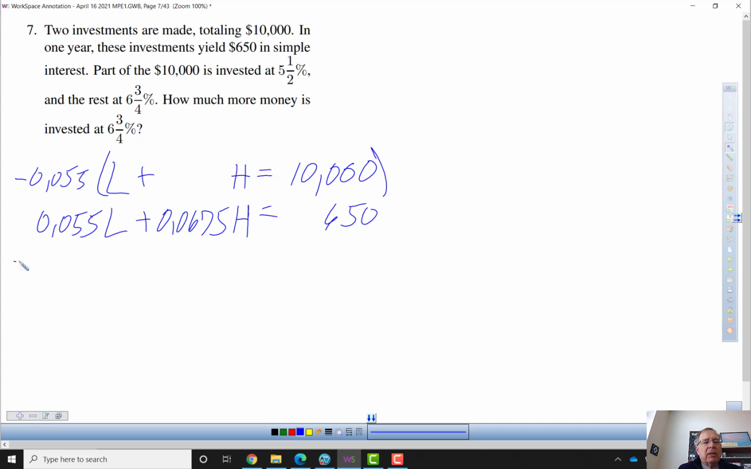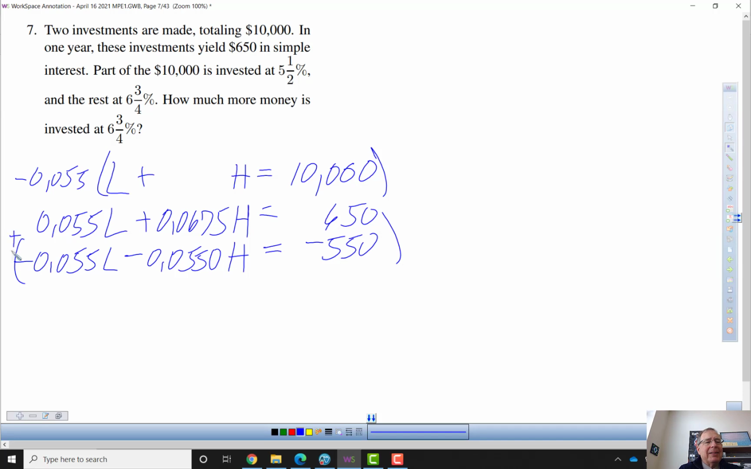So that gives me negative 0.055 times L minus 0.055. I'm going to add a 0 here times H. And this is tenths, hundredths, thousandths. So if I multiplied 1,000 by 55 thousandths, I'd get negative 55. Add a 0, so I get negative 550.